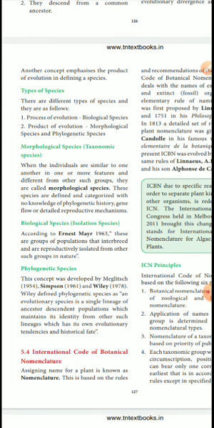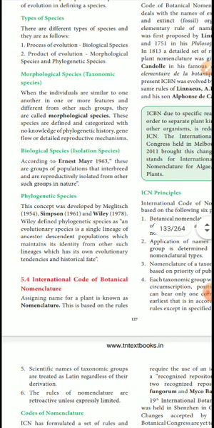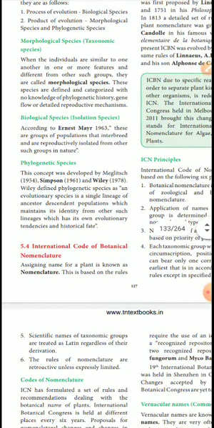Biological species was proposed by Ernest Mayr in 1963: groups reproductively isolated from other groups. Phylogenetic species was proposed by Simpson and Wiley around 1954 to 1961; the concept changed, and lastly Wiley's definition was accepted. What is Wiley's definition? The phylogenetic and evolutionary species. Phylogenetic comes under systematics. Keep in mind, don't forget: an evolutionary species is a single lineage of ancestral descent population which maintains its identity from others, having its own evolutionary tendency and historical fate.